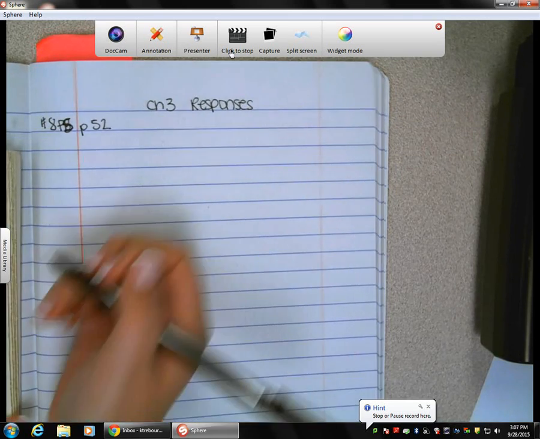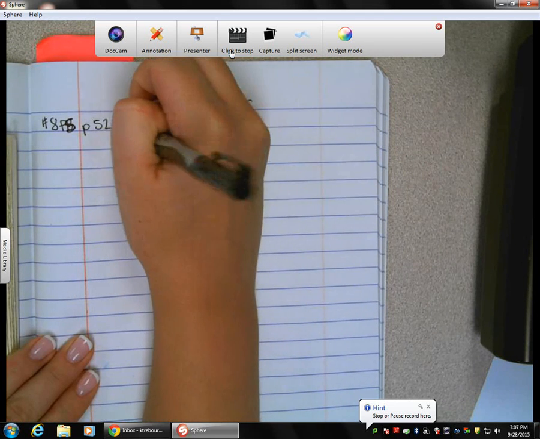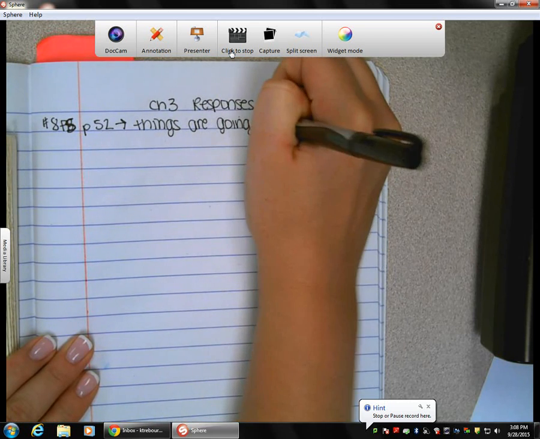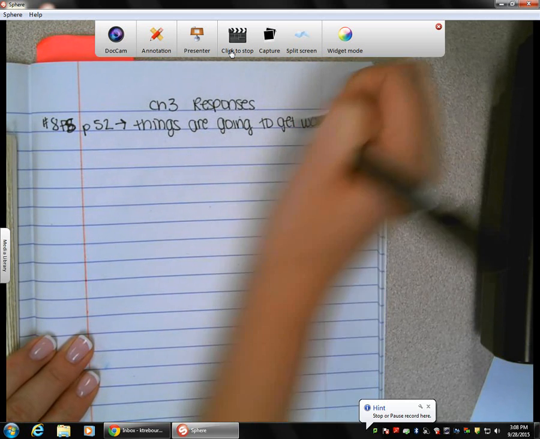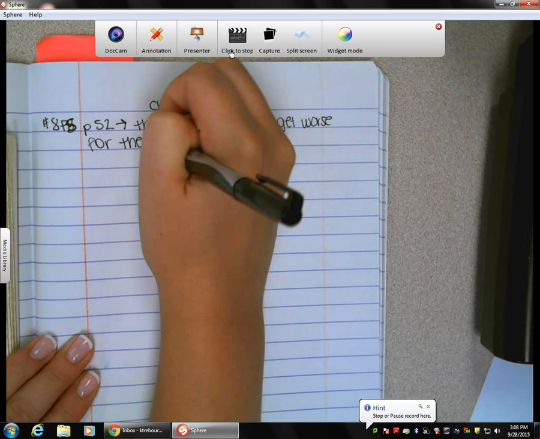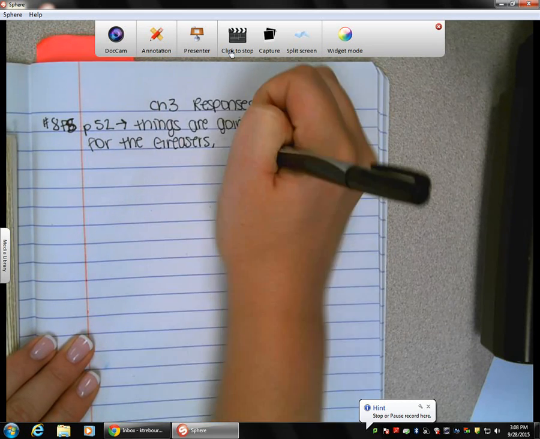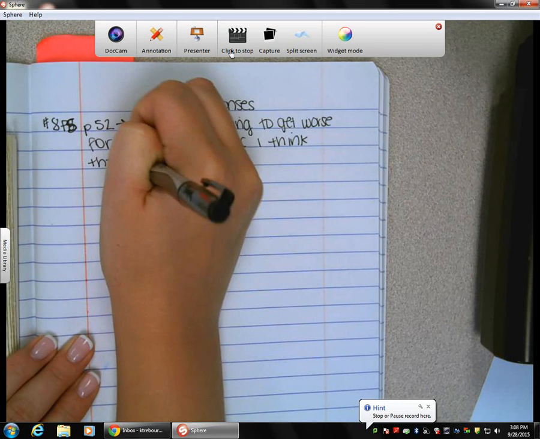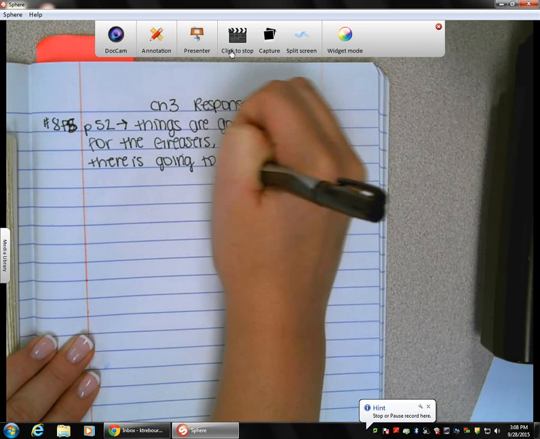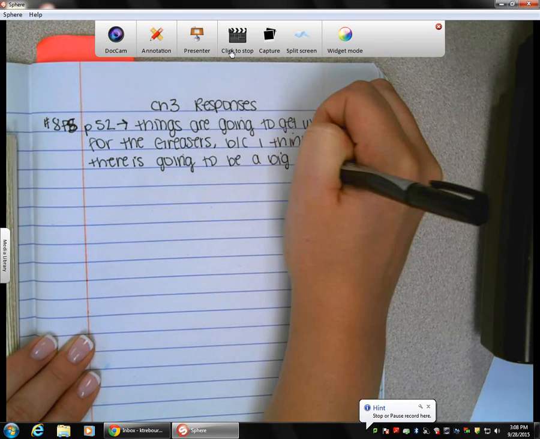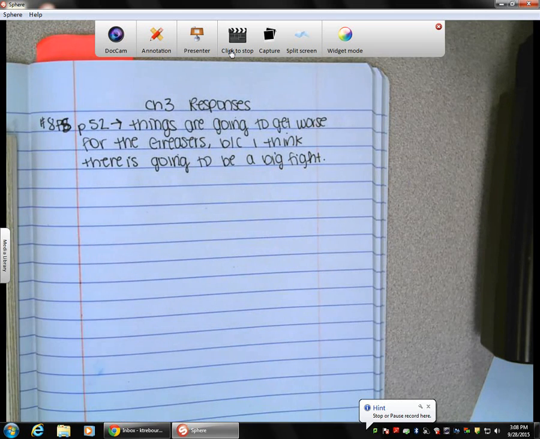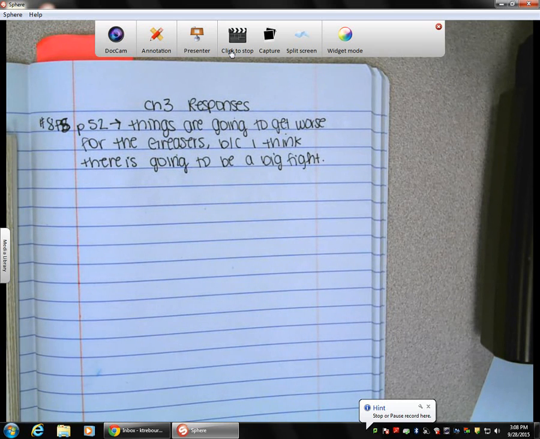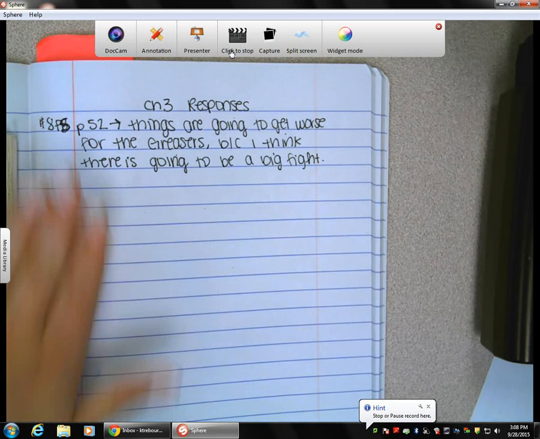So my prediction is, things are going to get worse for the greasers because I think there is going to be a big fight. So I'm taking the foreshadowing, I know something's going to happen, and now I'm going to identify or predict what I think is going to happen. You can add that to your own.